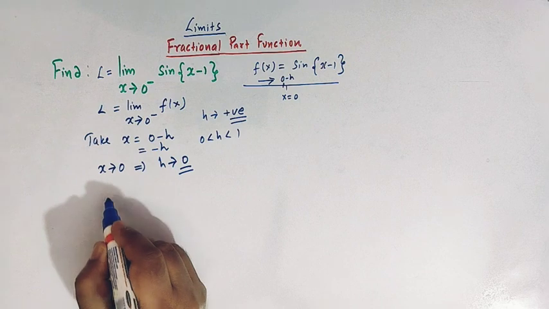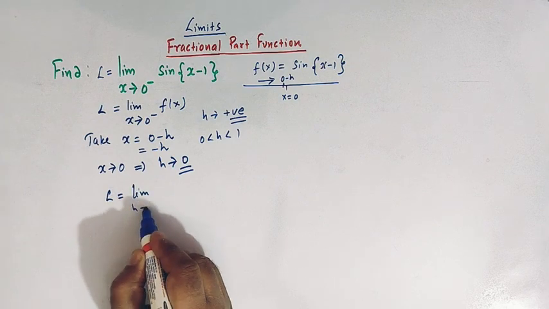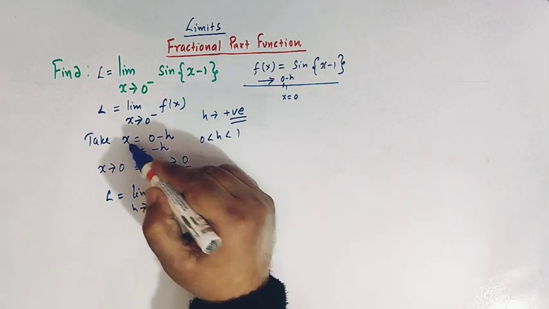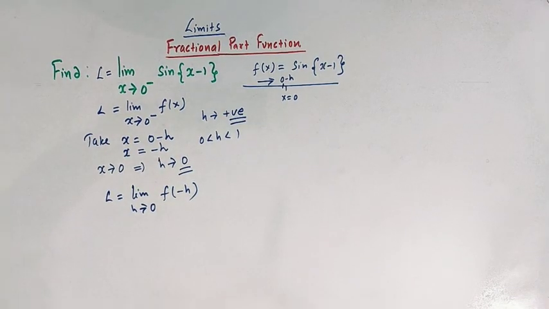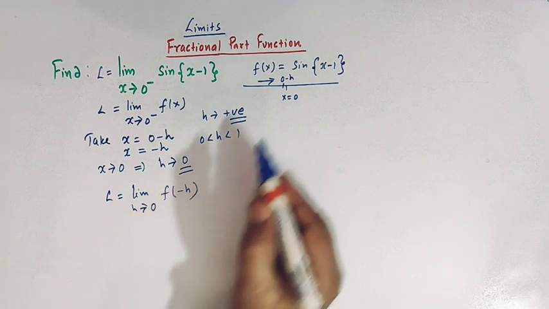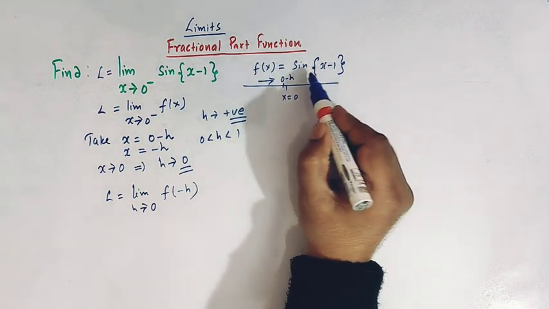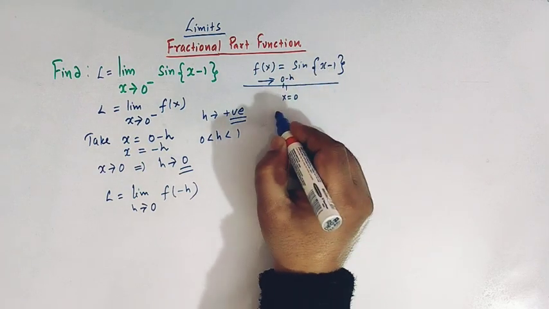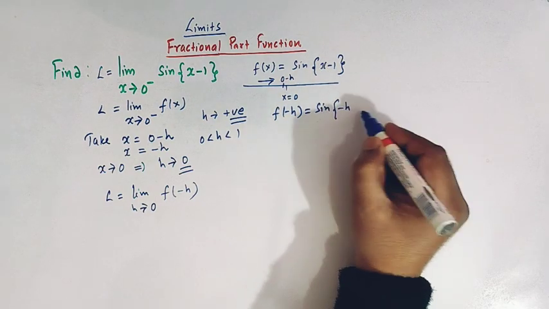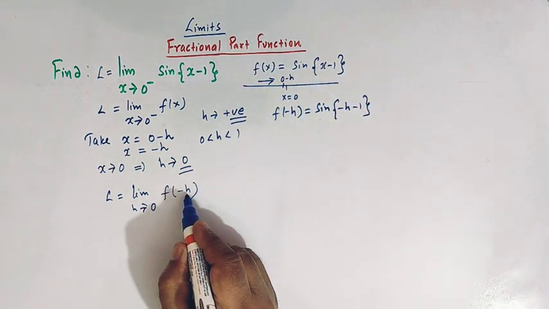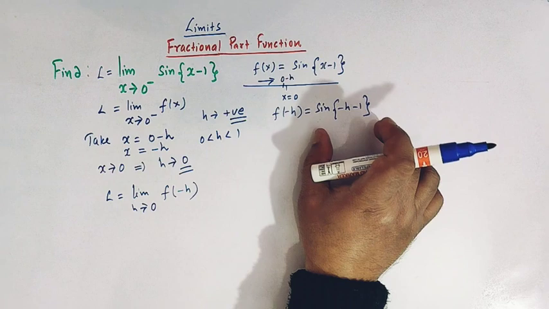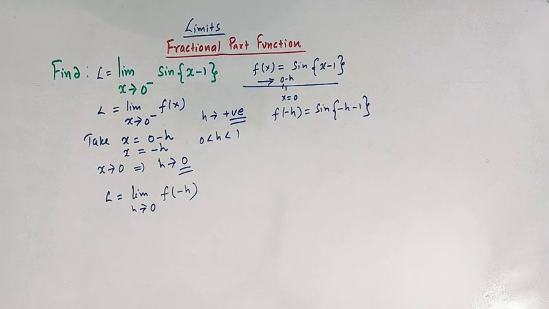So now this limit L can be written as limit h tends to 0, and here we have f of minus h because x is equal to minus h, right? So now let us substitute the value of f of minus h, right? So here our function is f of x is equal to sine of fractional part of x minus 1. So f of minus h is the sine of fractional part of minus h minus 1, because here we have taken x is equal to minus h, right? Okay. Now we have to make use of the definition of fractional part function, right?